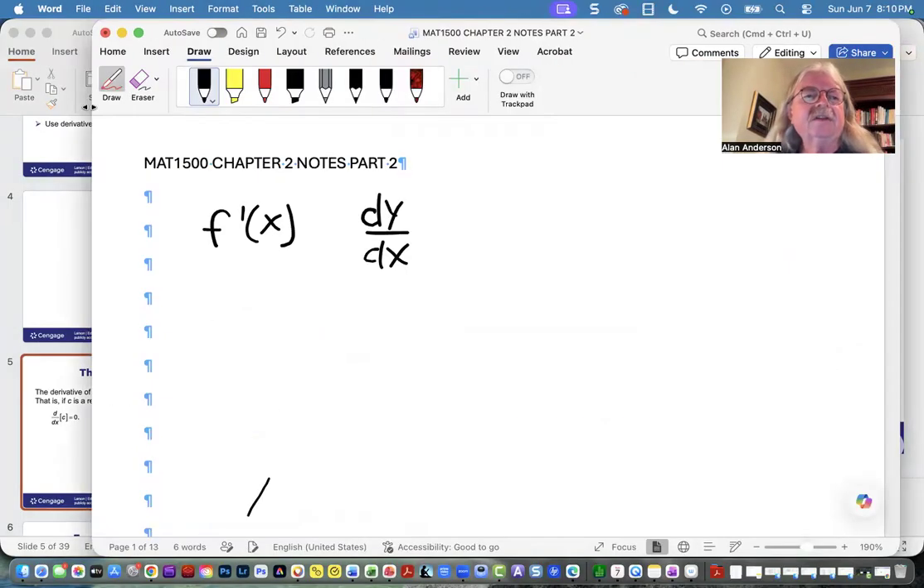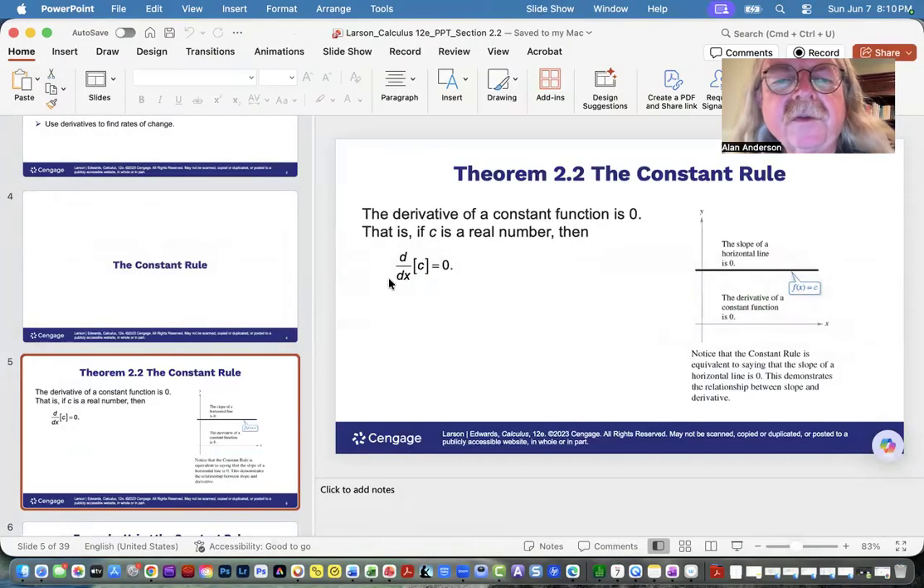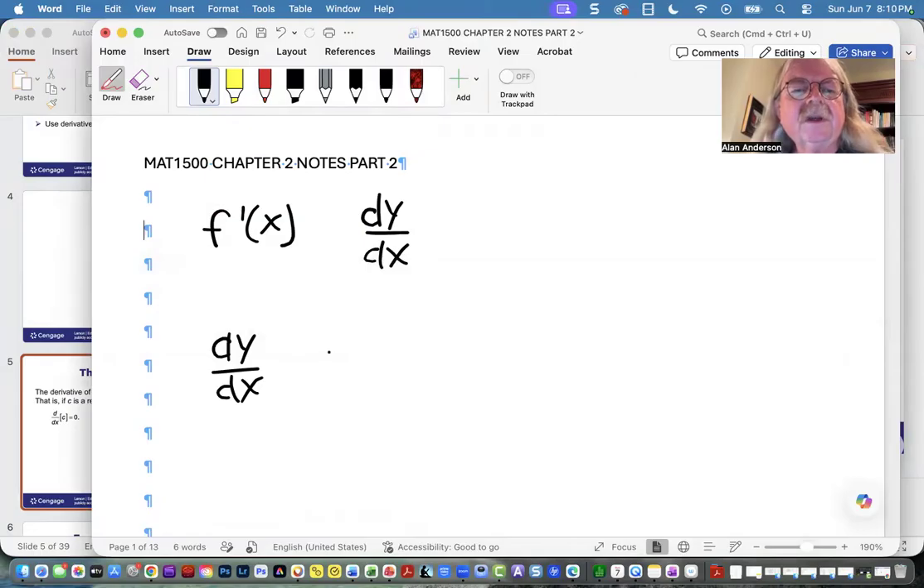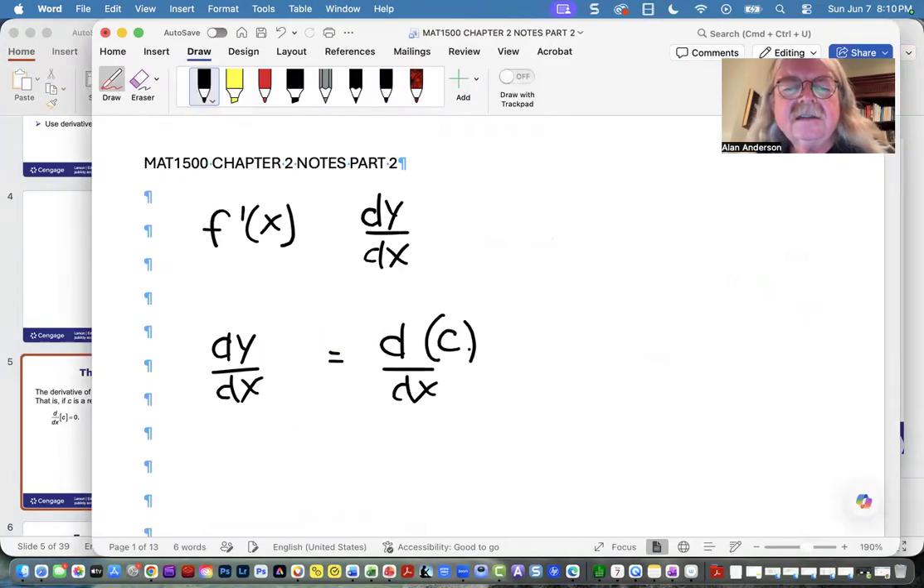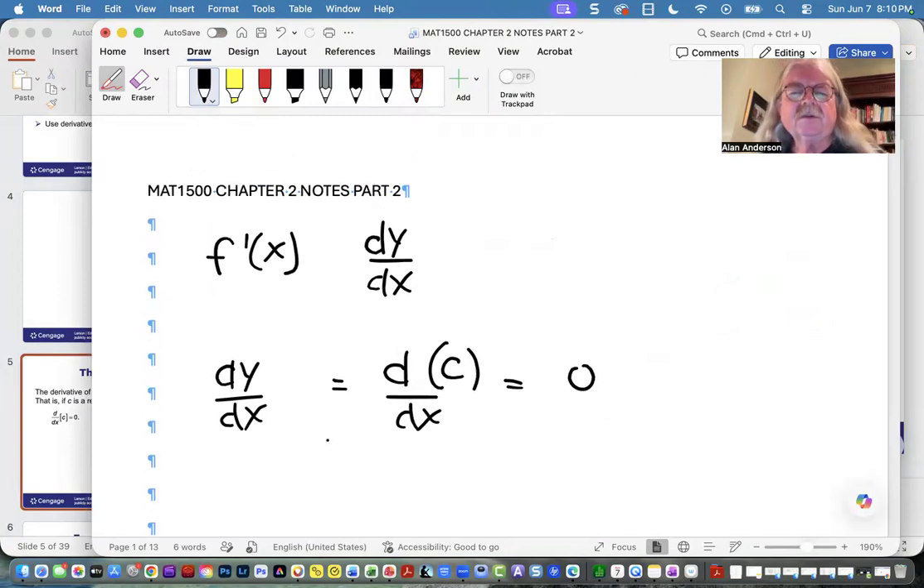So the way they do it is this. If this is the derivative, what they'll do is replace this with d, and then in parentheses, whatever it is we're differentiating. In this case, it's a C, and that's equal to zero. So this is referred to as the constant rule.